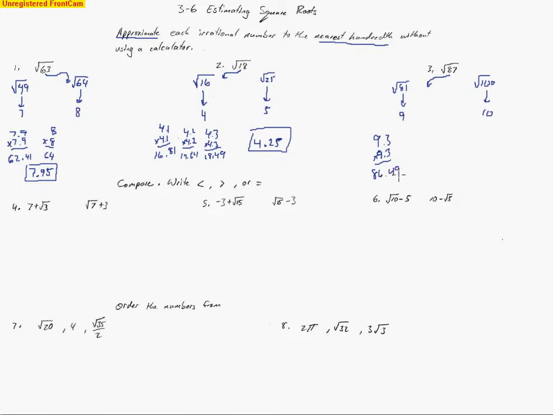86.49. That's really close to 87. Well, that means 9.4 times 9.4 is going to be a little bit bigger. And it sure is, because when I multiply those, I get 88.36. So I know it's in between these two numbers. The number in between 9.3 and 9.4 is going to be 9.35.